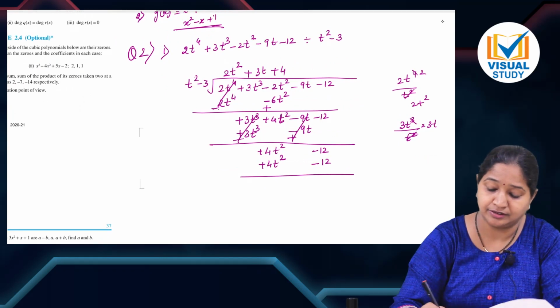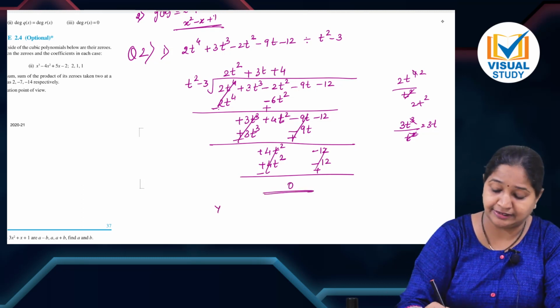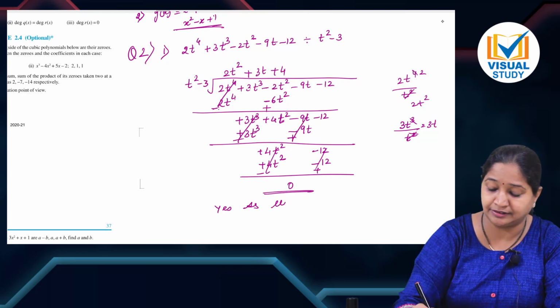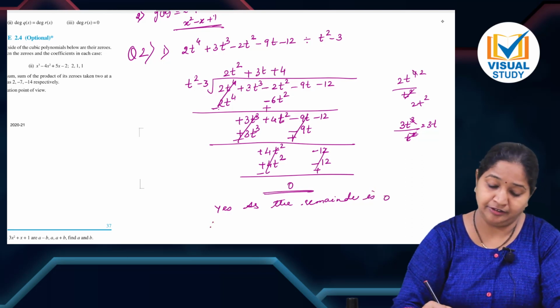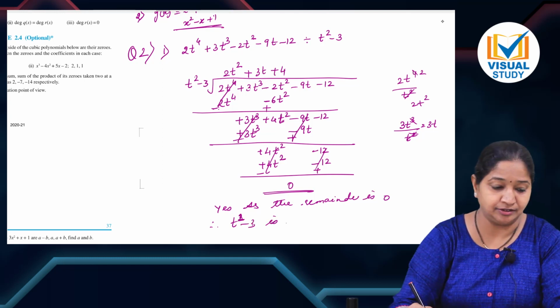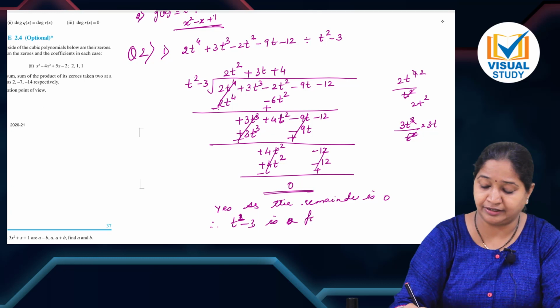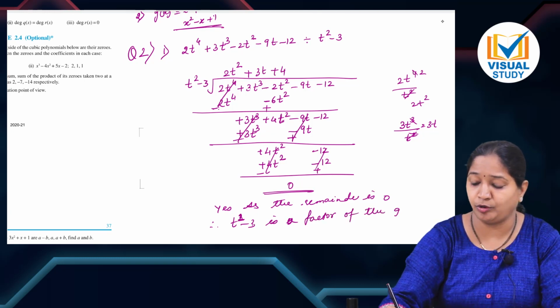Minus 12. Minus plus, and you get it cancelled. Therefore, yes, as the remainder is 0, therefore t square minus 3 is a factor of the given polynomial.